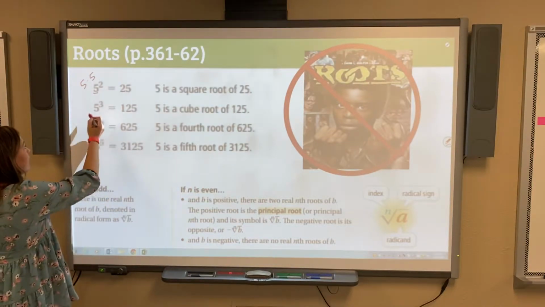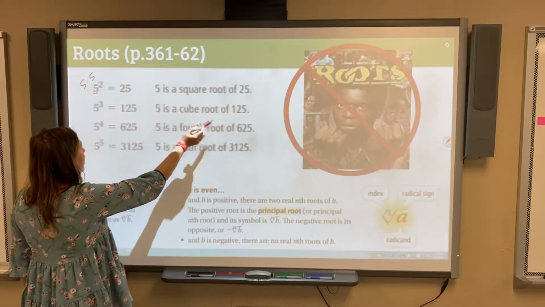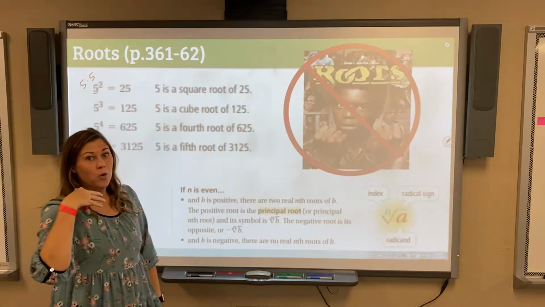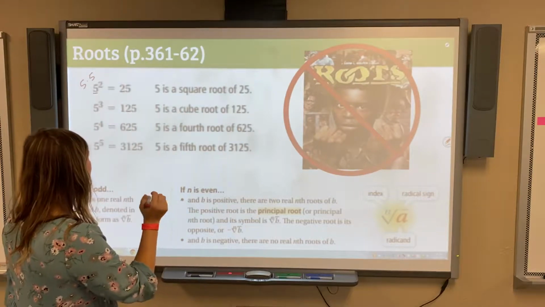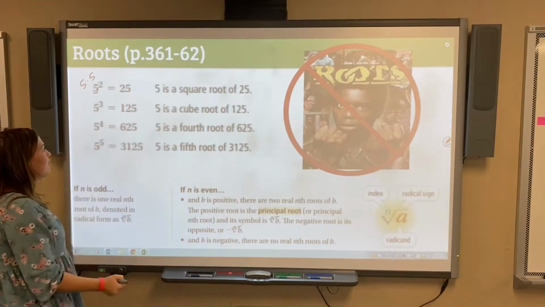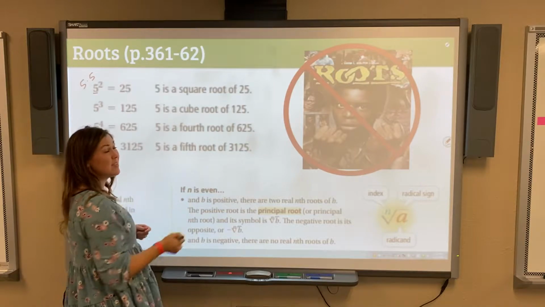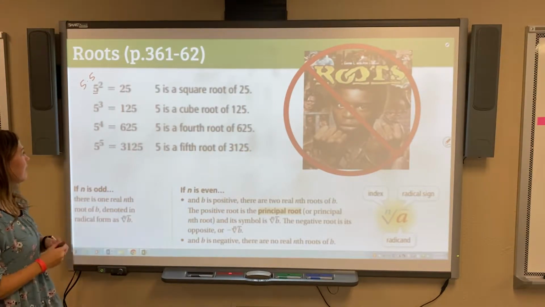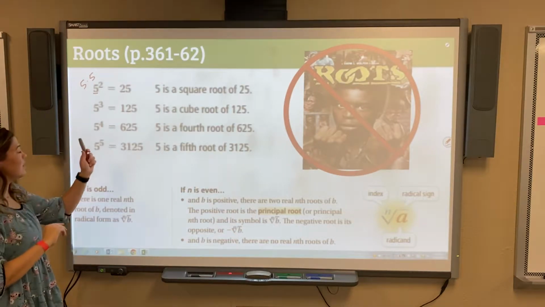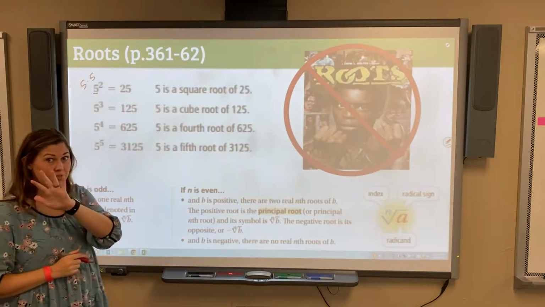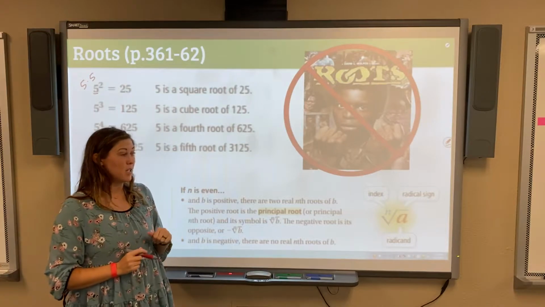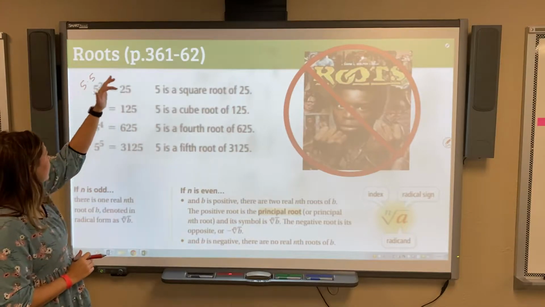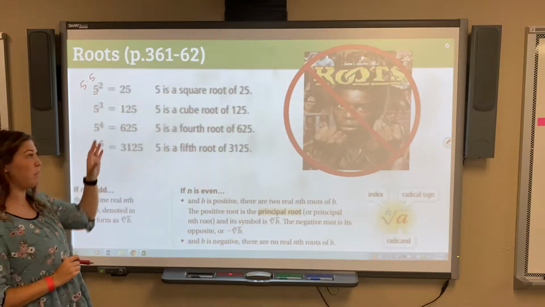Okay, here 5 is a cube root of 125. Here's a cube, so there are 3 5s that multiply to get 125. Here, 5 to the 4th. We have 5 as a 4th root of 625. We have 4 5s that multiply to get 625. Okay, and then if we have 5 to the 5th, that is 5 is a 5th root of 3,125. Okay, so we have 5 squared can get 25, but we can also kind of work backwards.